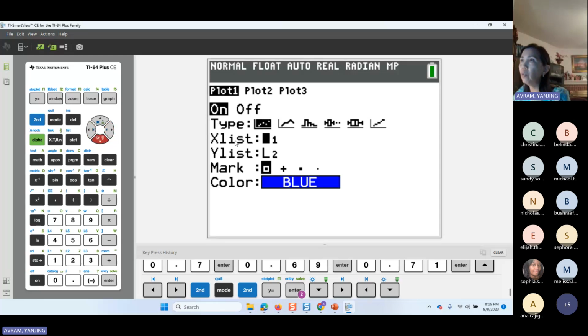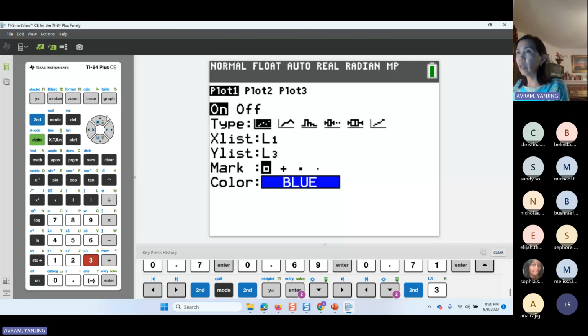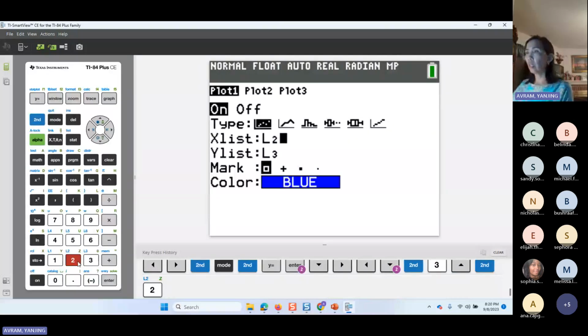I want my L1 as X and my L2 as Y. If you input it this way, you don't have to change anything. And if for some reason you input your Y into L3, you don't have to re-input everything. You can just change L2 into L3. How do you change to L3? L3 is right here, so you press second 3, and that will give you L3. And if you input your X into L2, you use second 2 for L2. So you can just change the column list here.